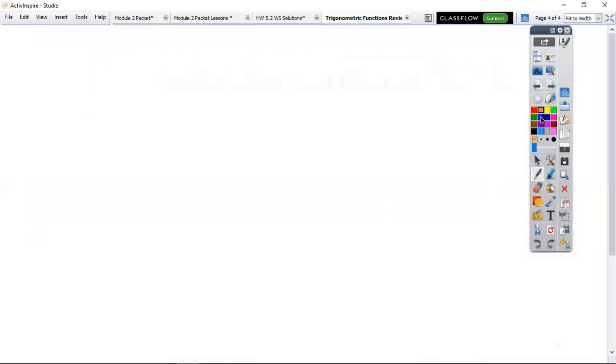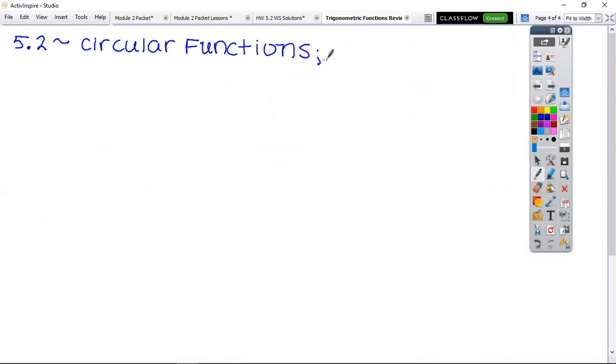Okay, so I'm going to start right with your heading here. So I'm going to call this section 5.2. Again, all your foundational trig concepts. All right, so I am going to call this circular functions. So sine, cosine, tangent. We're going to do your reciprocals as well today. And I bet those are not quite as familiar because you don't use them a ton. Then I'm going to say trig functions of special angles.